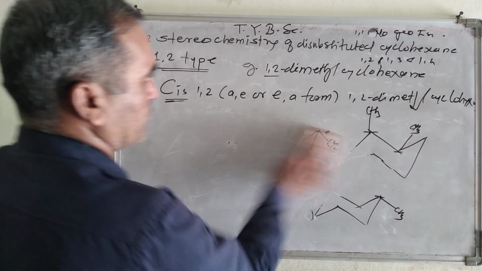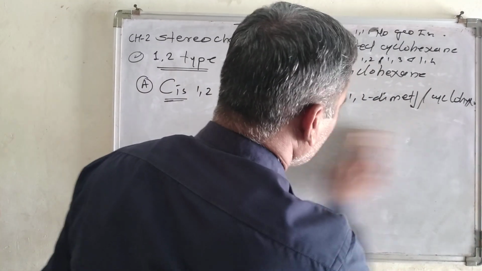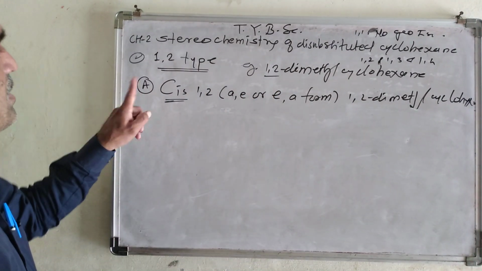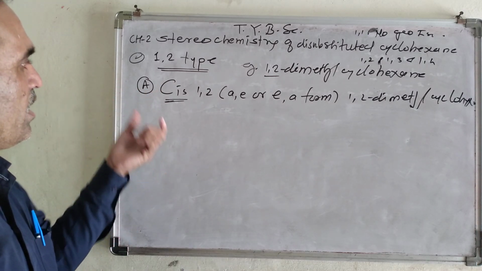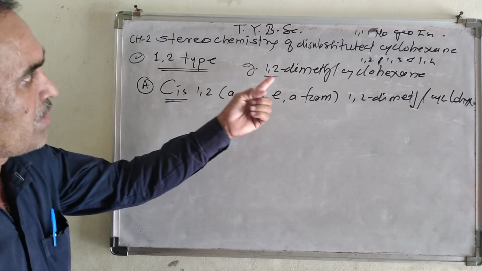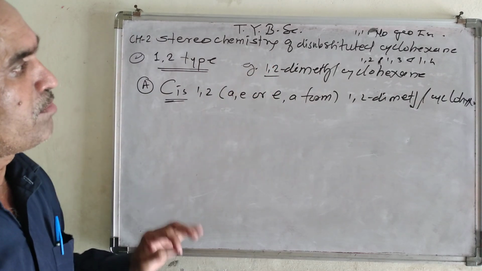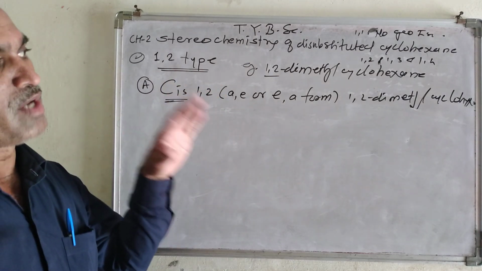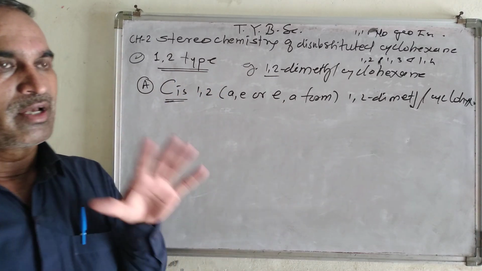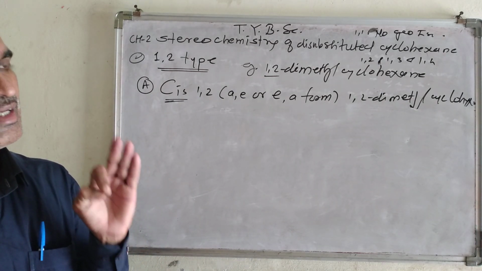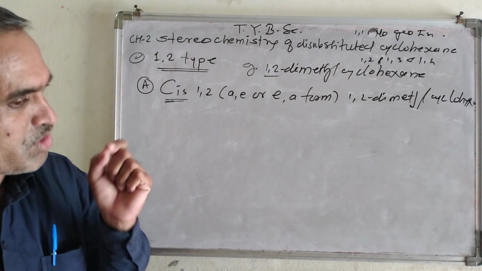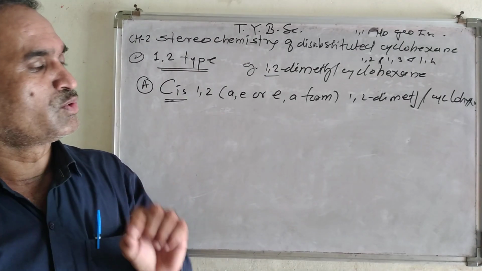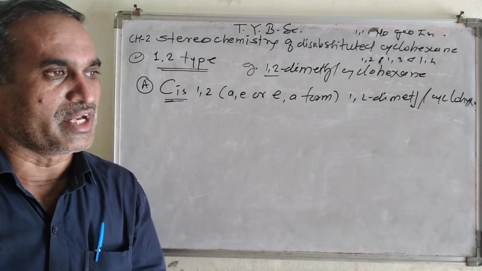This is a cis. Now cis and trans is very easy to find, and therefore there are the first type, cis. I am considering here only a 1,2 type, that is I have taken 1,2 dimethyl cyclohexane, cis 1,2 AE or EA form. What does it mean? If both the substituents are present on the same side of the general plane, that type of conformation is known as cis 1,2 dimethyl cyclohexane derivatives.